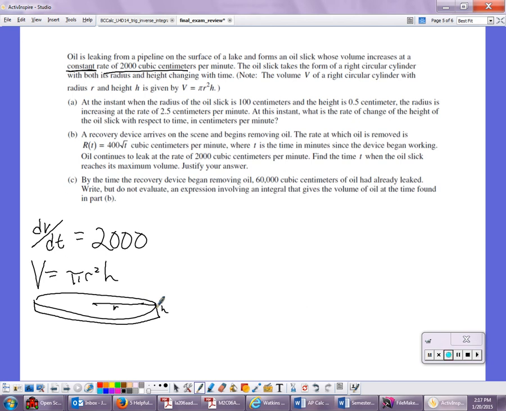So I'm going to do part A now, and then I'll do parts B and C in different videos, because part A takes kind of a while. Okay, so what are we told in part A? At the instant when the radius of the oil slick equals 100 centimeters, so r equals 100, and the height equals 0.5 centimeters, the radius is increasing at a rate of 2.5 centimeters per minute. So dr/dt is 2.5 centimeters per minute. And at this instant, what is the rate of change of the height?